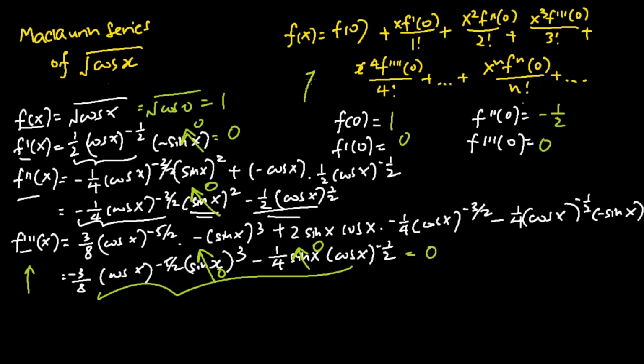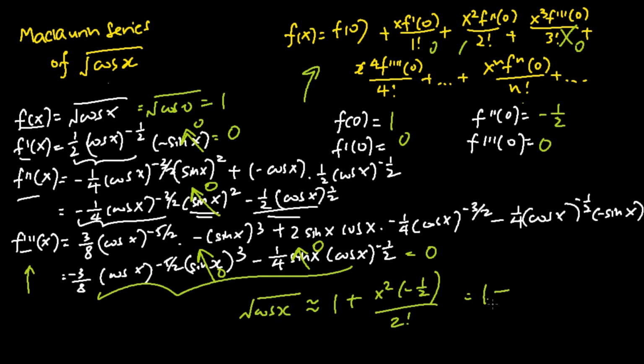We can now apply the formula shown in the top right hand corner to find the Maclaurin series of square root of cosine x up to and including the x cubed term. So f0 is 1, plus f prime 0 is 0, so we will just skip. For the third term, it's x squared times f double prime 0, which is negative half, over 2 factorial. How about f triple prime 0? It is 0, so this term itself is basically 0.